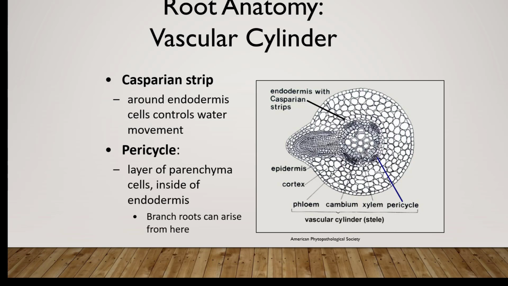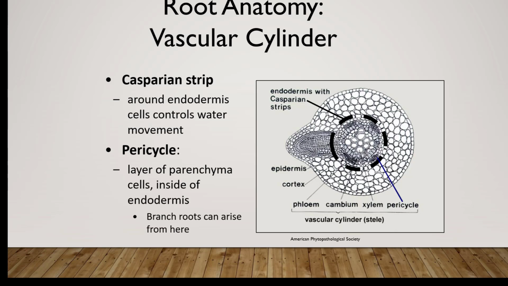So the vascular cylinder is made up of the Casparian strip and the pericycle. The Casparian strip is around the endodermis and controls water movement. Pericycle is a layer of parenchyma cells also. If you remember when I talked about cells in the other presentation, parenchyma cells can be many things. It's inside the endodermis, and branch roots can come from here.